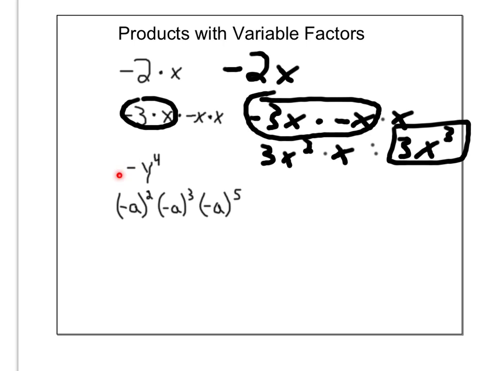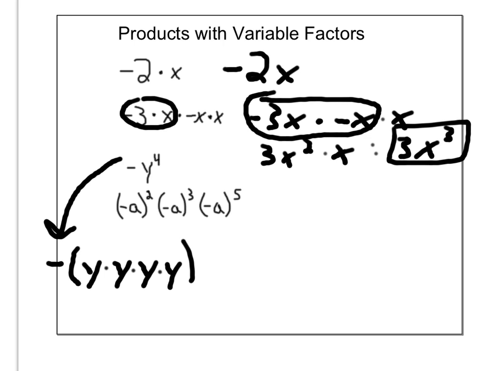Okay, we've got the opposite of y to the 4th power. Alright, so what that means is we're going to do this one down over here, okay? It's the opposite of y to the fourth. So y times y times y times y. Okay? Well, y times y times y times y, that's 4 y's. So that's y to the fourth power.